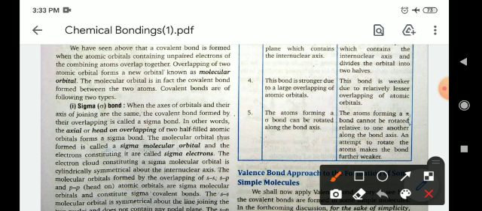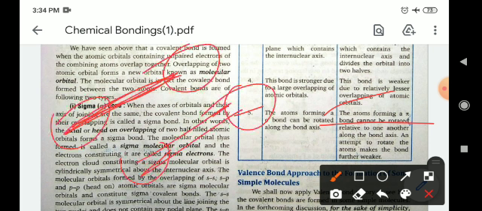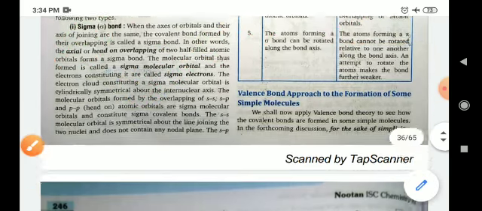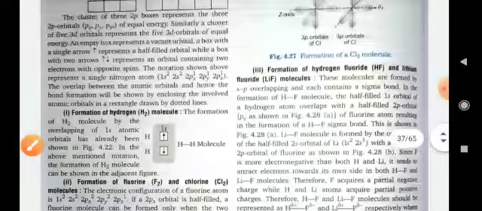Now, atoms forming a sigma bond can rotate along the bond axis. Atoms forming a pi bond cannot rotate along the axis. A sigma bond is a single bond, so you can rotate it, but a pi bond is part of a double bond, so you cannot rotate it. So this is the basic information about bonds.